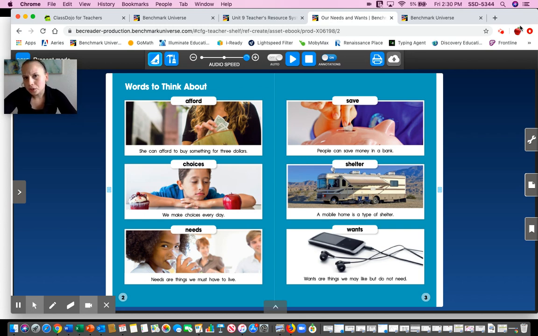What's your shelter? Where do you live? Do you live in a cave or a den? No. I live in a house, right?